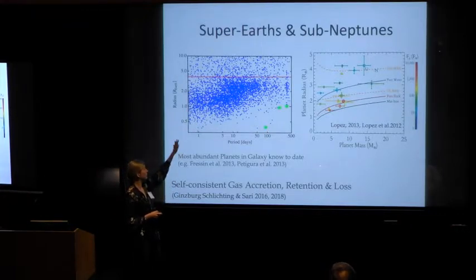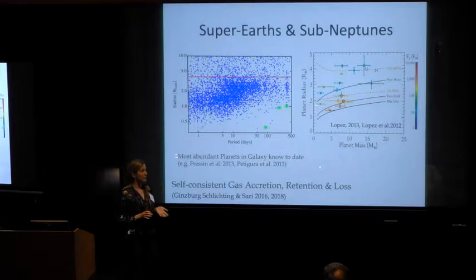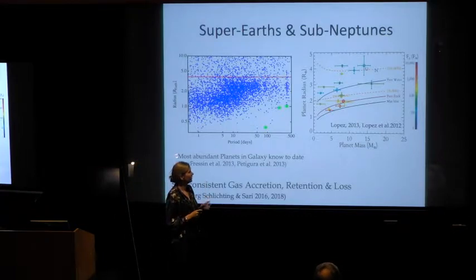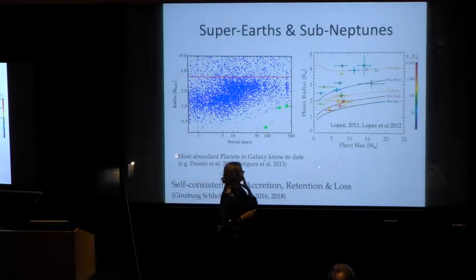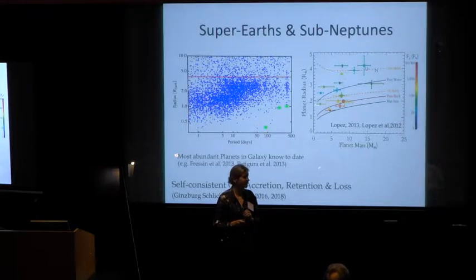We know that these planets, to date, are the most common planets we've discovered. They're really abundant. Almost every other star in our galaxy has one of those around it. And we also know that a large fraction of them have radii that are so large, given their mass, that they must have some hydrogen-helium envelope.